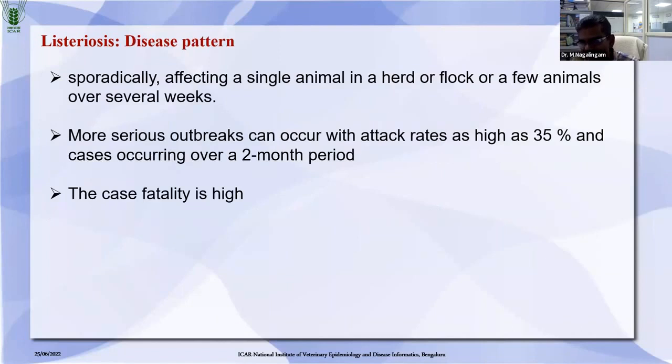It can affect a single animal in a herd also. As a sporadic form, it can come, or a few animals, one by one over a few weeks also. In the most serious outbreaks, if it occurs in an epidemic form, then the attack rate will be very high, reaching about 35% and more, and it can go on up to a 2-month period. And in these serious outbreaks, the case fatality is very high.